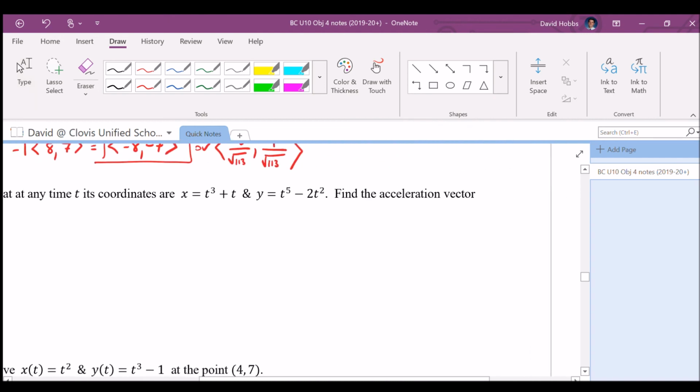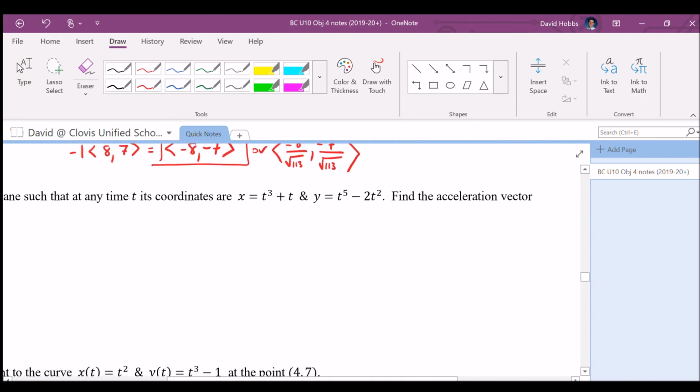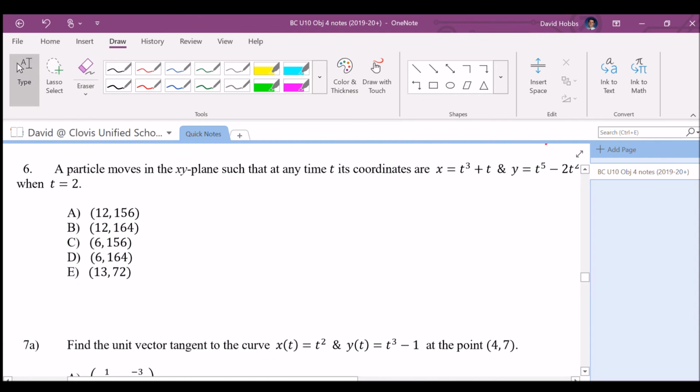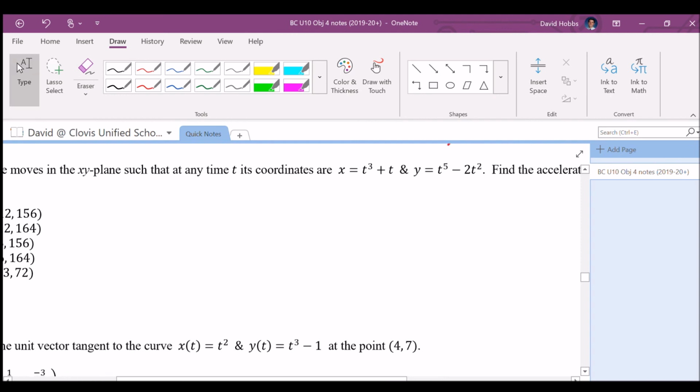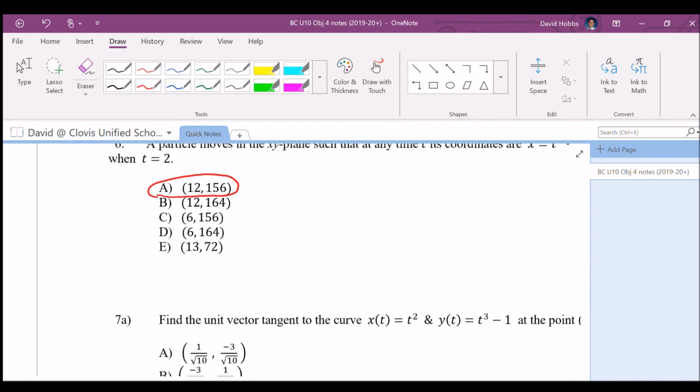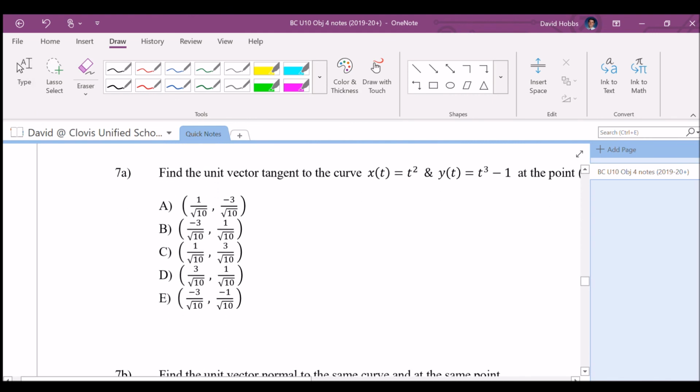Again, parametric equations, acceleration vector at t equals 2. So you need the second derivative of x with respect to time and the second derivative of y with respect to time, and evaluate at t equals 2. I'm going to let you go ahead and do that one. I will let you know that A is the correct answer, but I'm going to let you do that problem.